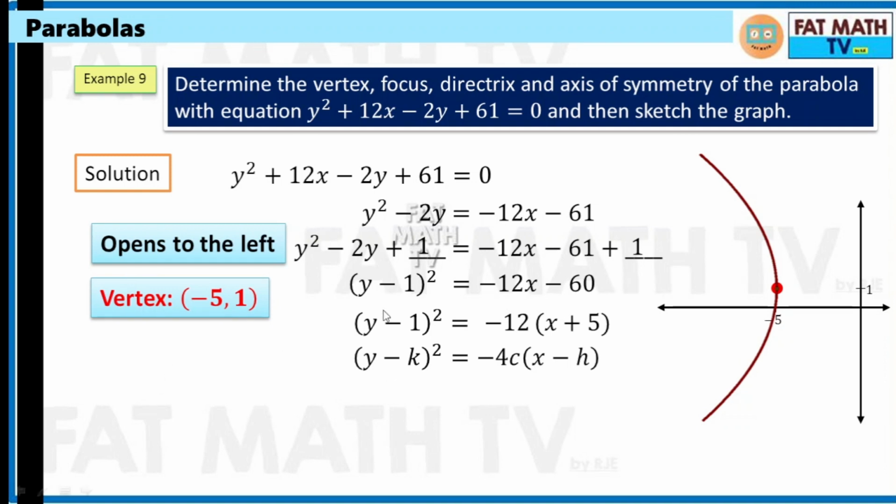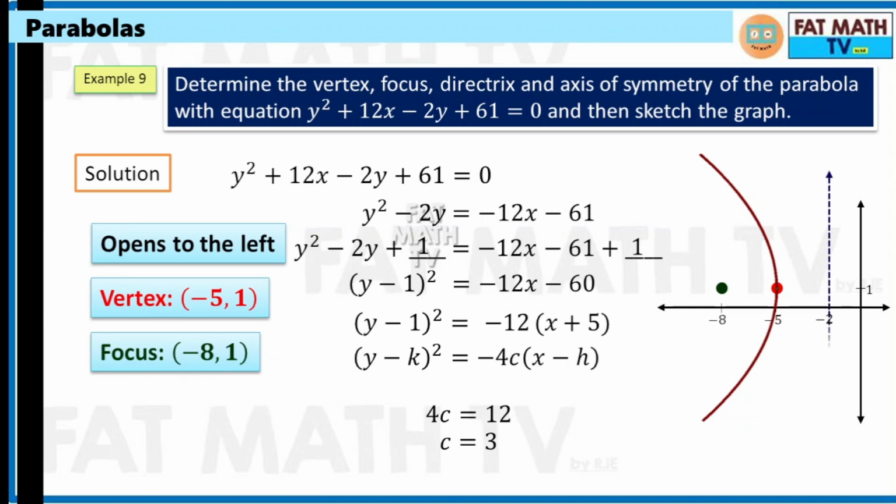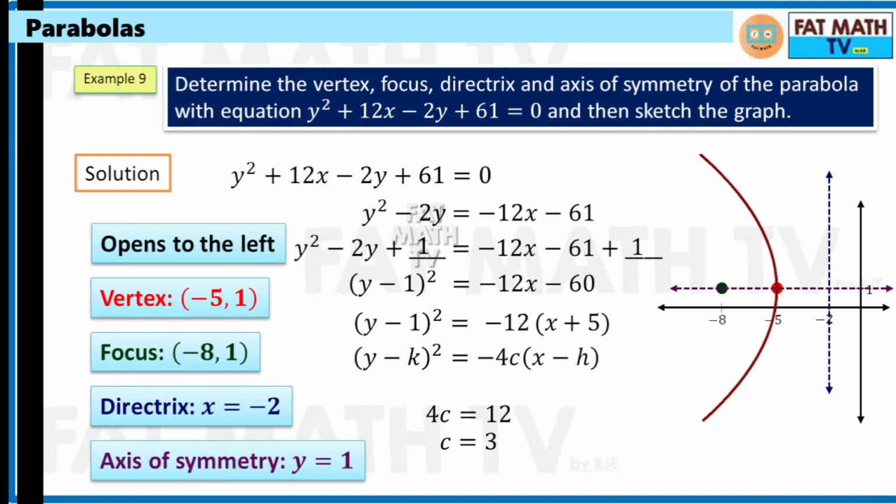So to solve for c, 12 is 4c. So 4c equals 12. Divide both sides by 4. c equals 12 over 4, that is 3. So we need to move 3 units to the left to get the focus. So 3 units to the left of negative 5, that is negative 5 minus 3, that's negative 8. And you will have the same y coordinate, so (negative 8, 1). And then for the directrix, 3 units to the right of negative 5, so that's negative 5 plus 3, that's negative 2. So x equals negative 2. And the axis of symmetry is y equals 1.